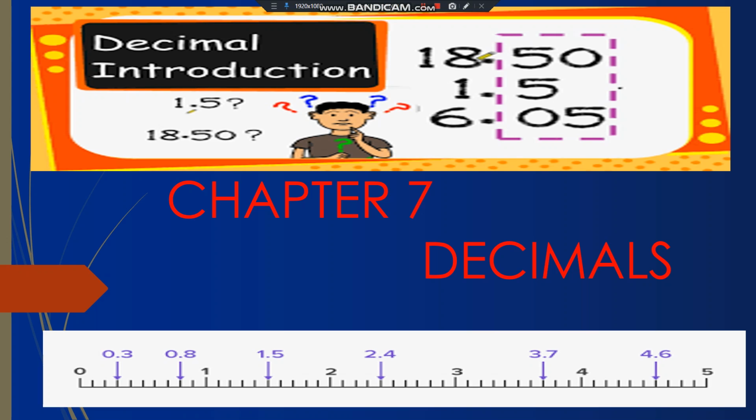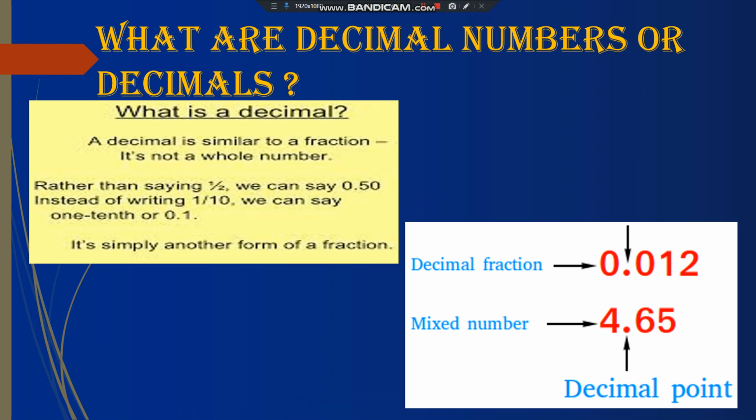Chapter 7: Decimals. What are decimal numbers or decimals? A decimal is similar to a fraction. It is not a whole number. Rather than saying 1 by 2, we can say 0.50. Instead of writing 1 upon 10, we can say 1/10 or 0.1. So a decimal is simply another form of a fraction.